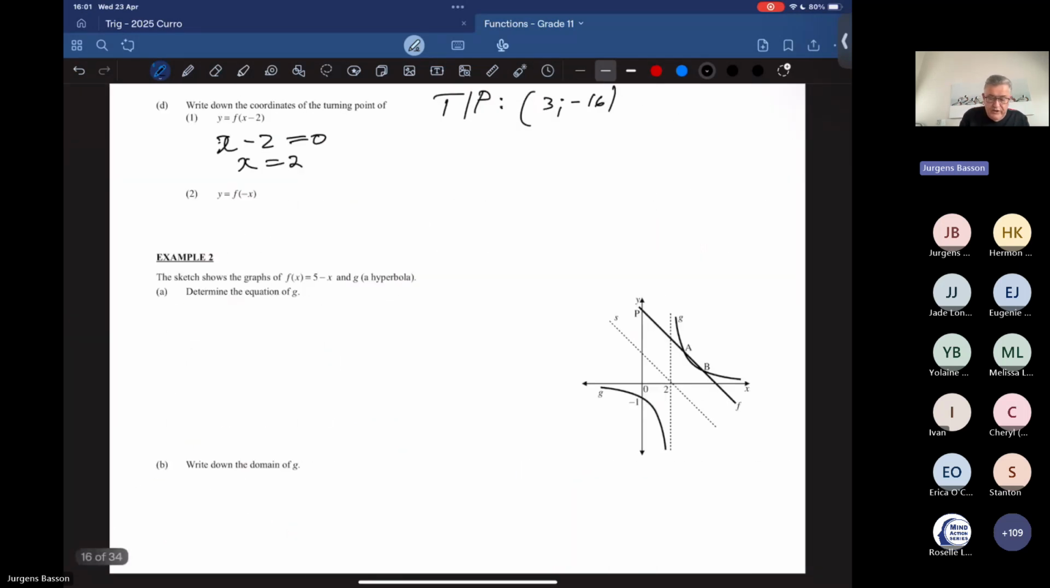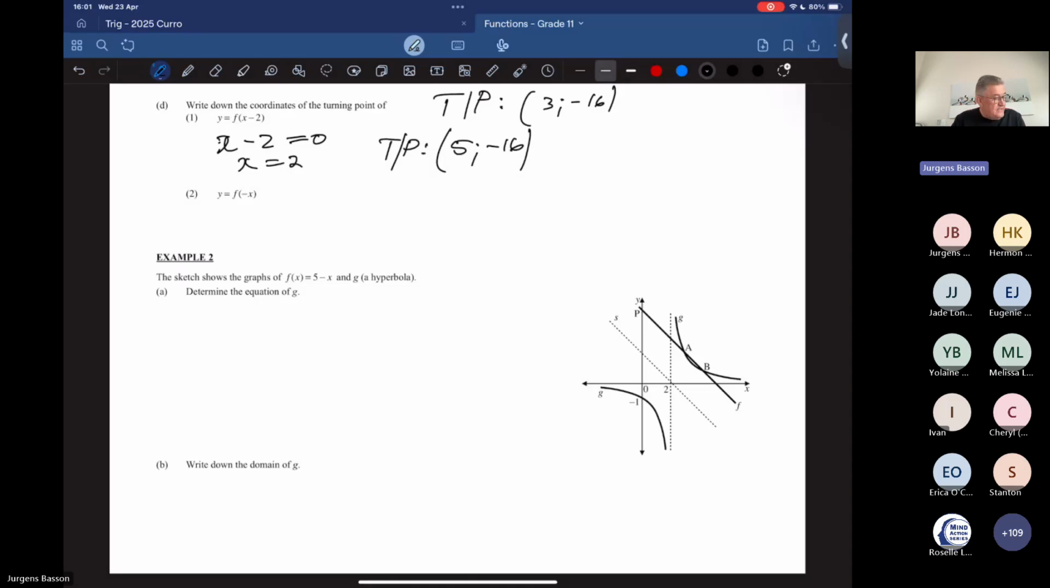So you will hopefully agree with me that this new turning point will be at (5; -16). Remember, the 16 and negative 16 will not change because we didn't move it up and down. So that is our horizontal shift. Now they want the coordinates of the turning point.